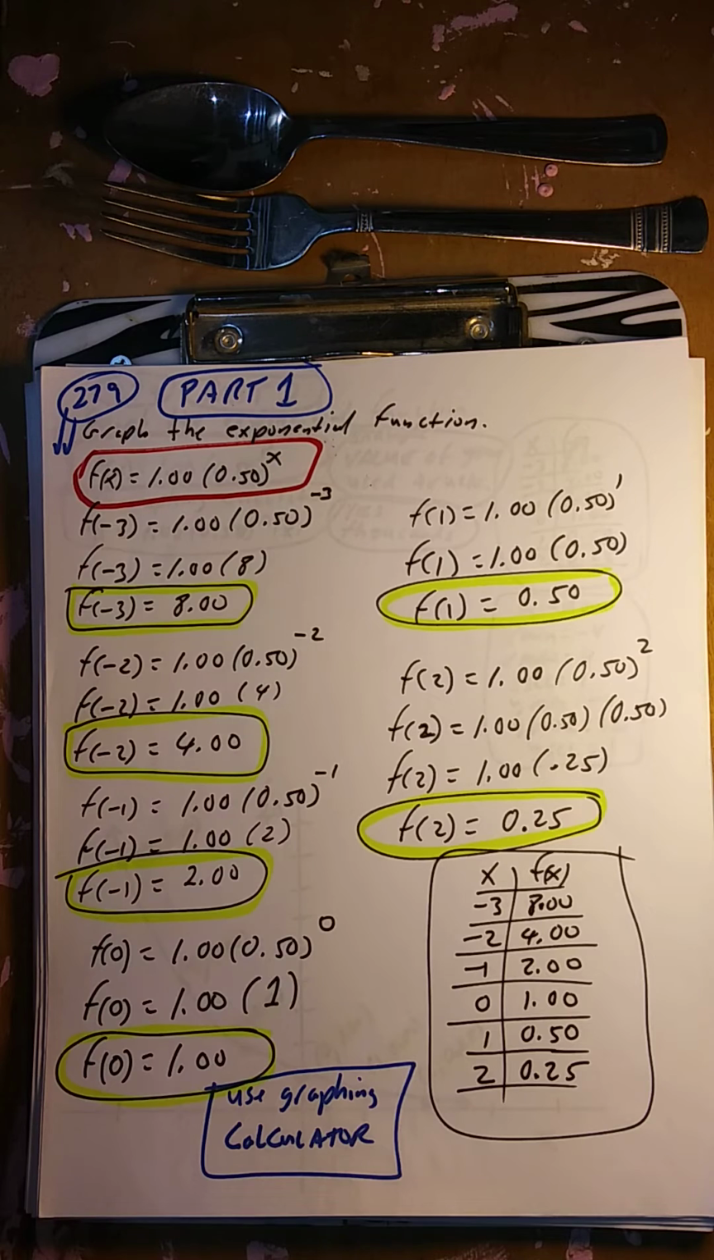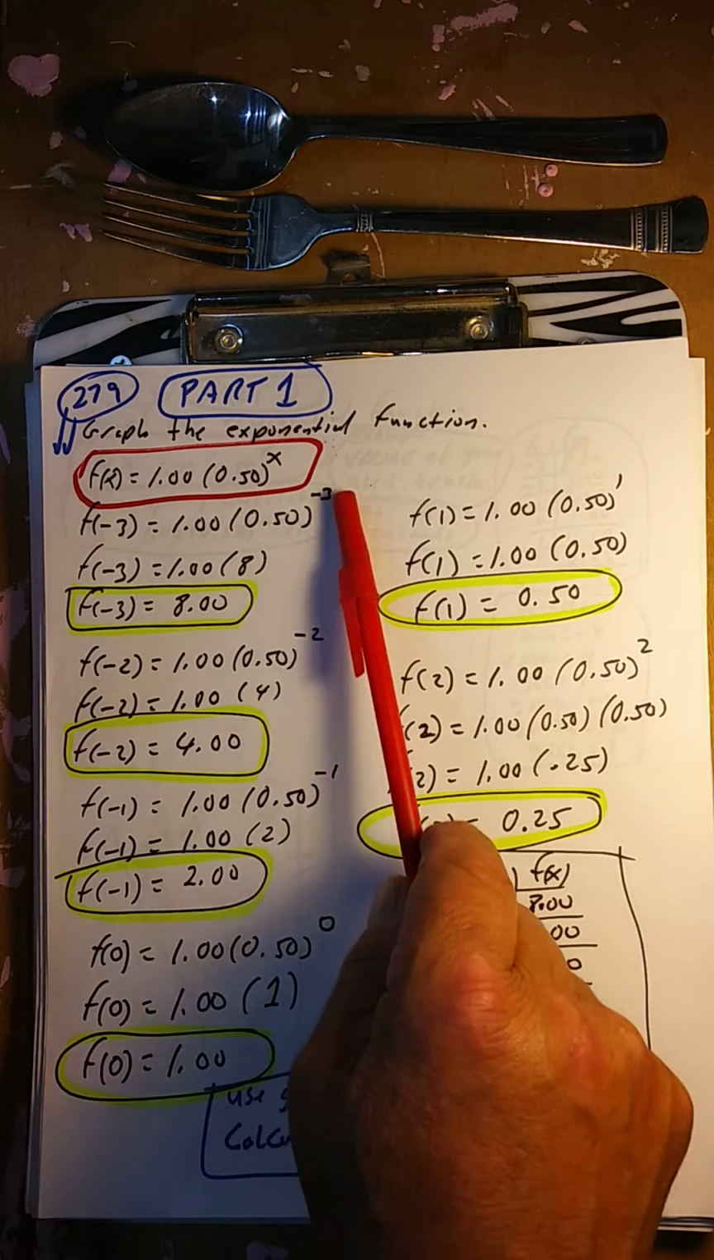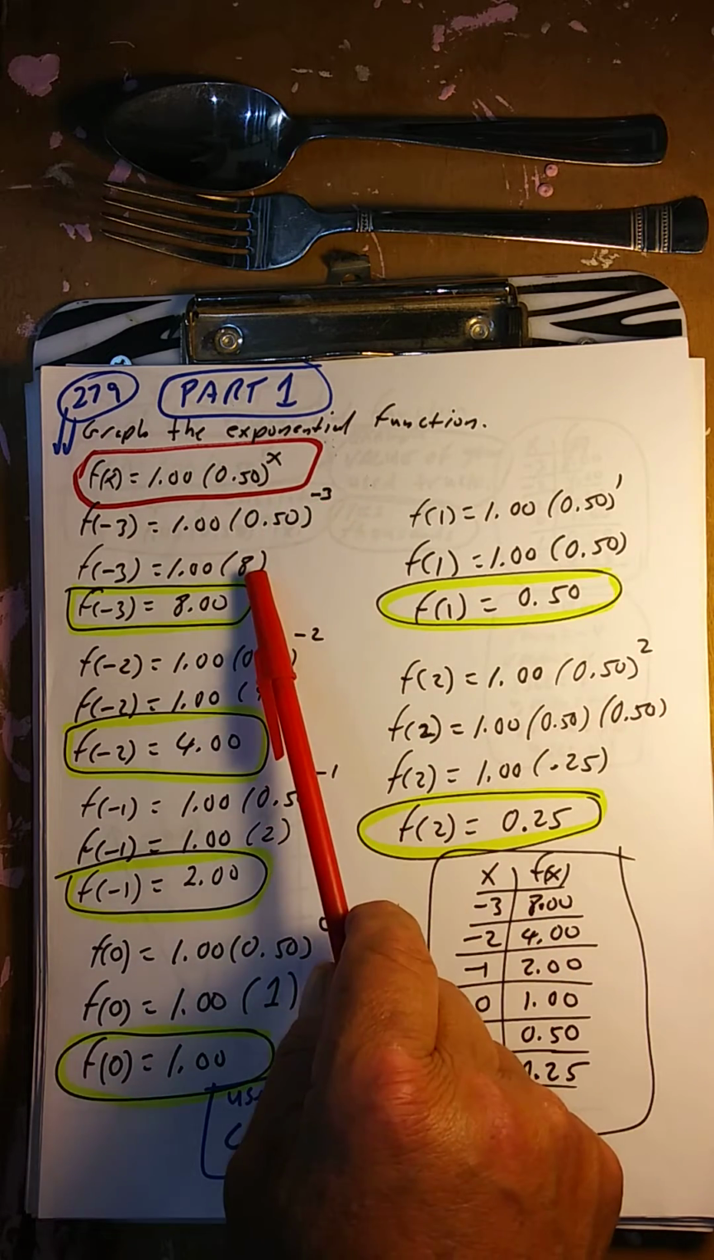Depreciates. Yes. Another one, graph the exponential function. Again, I picked some numbers in there. 0.50 to the negative 3. I will use a graphing calculator for this. Put it in the machine. It gives you 8 exactly.